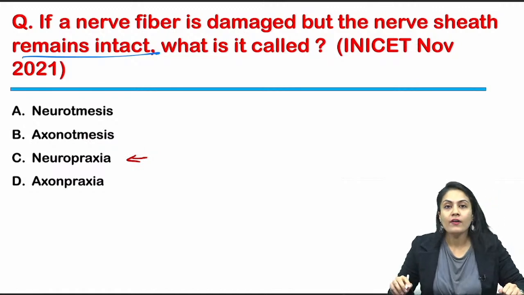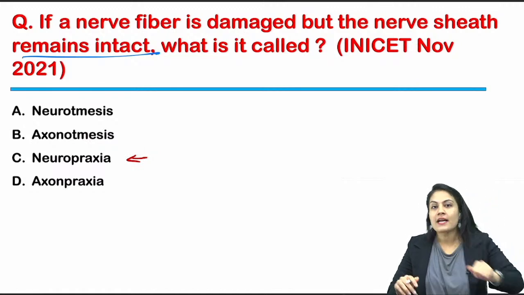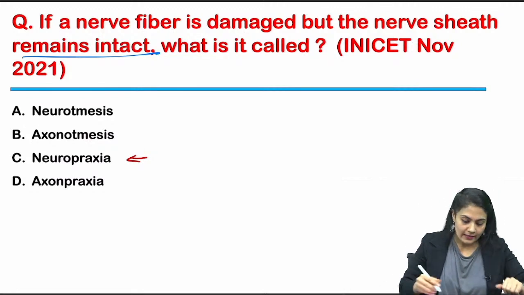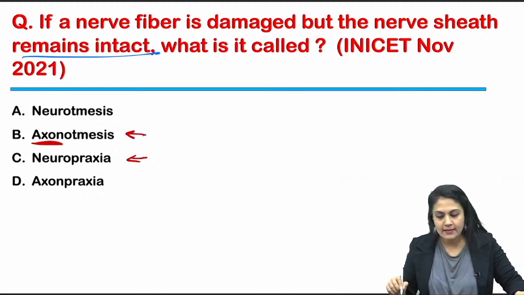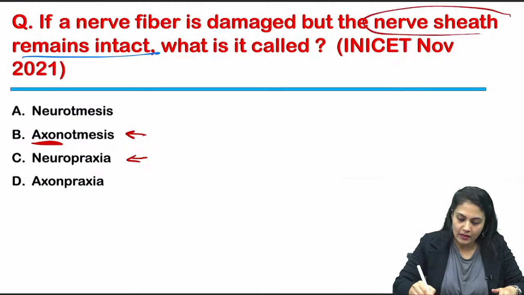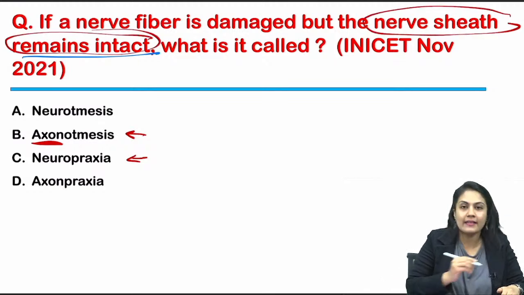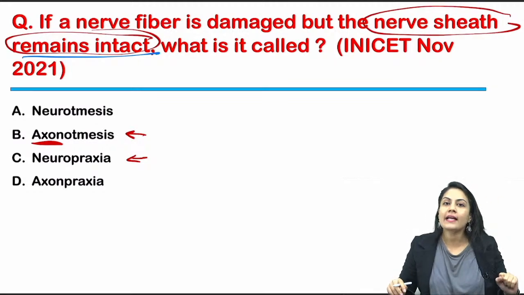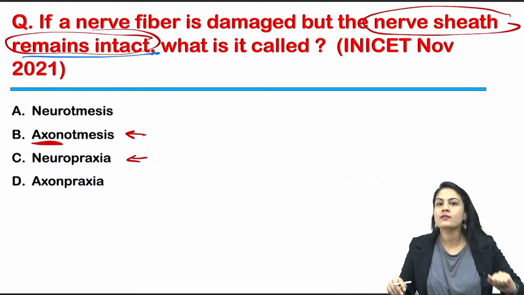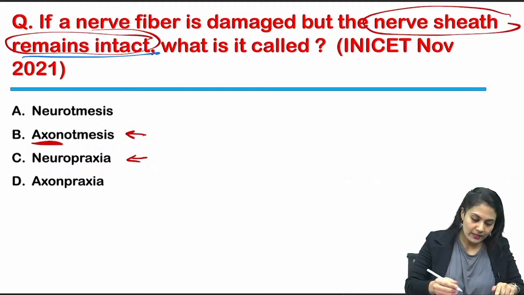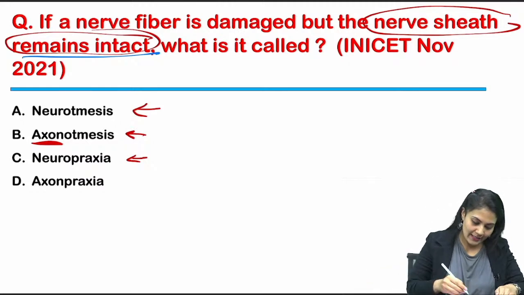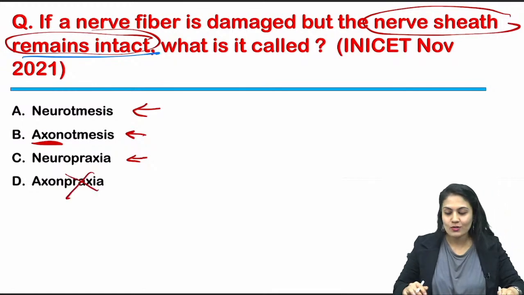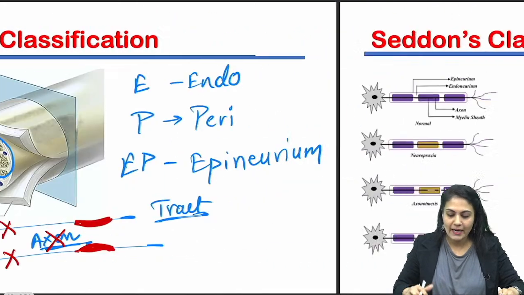But if the axon is damaged but the track is intact, we are going to call it axonotmesis, and that's what it is asking. The nerve sheath remains intact, that means the covering is intact. Only the axon is gone, isn't it? So it is going to be axonotmesis, and if all three are gone, then we call it neurotmesis, right? Axopraxia, there is no such term, it is just a made up term.